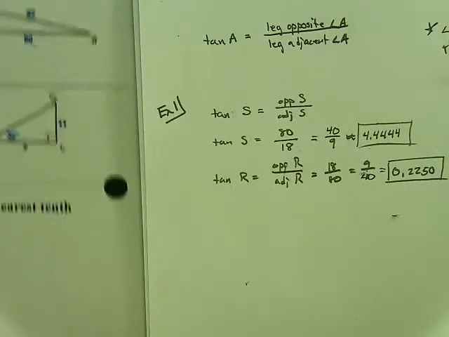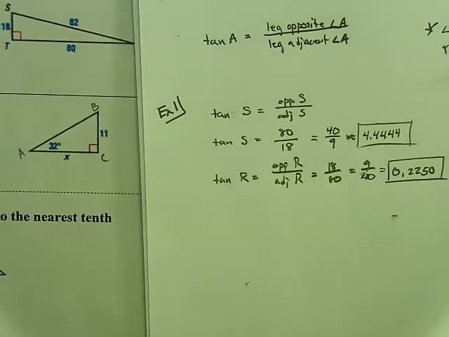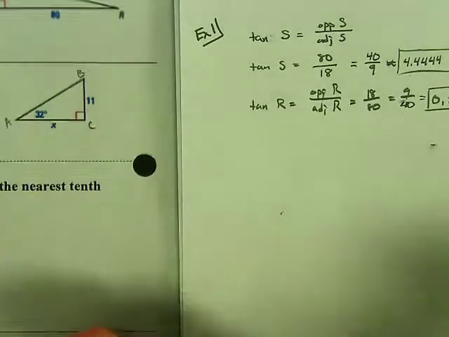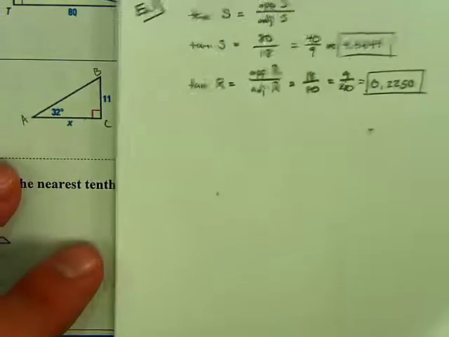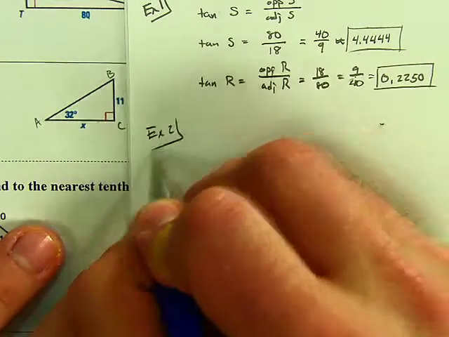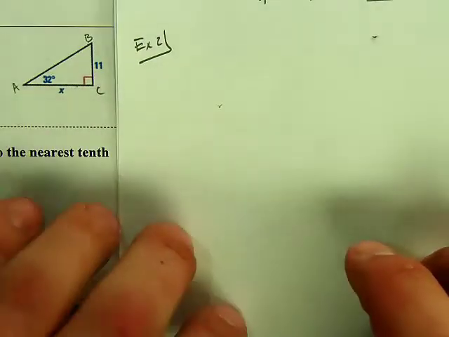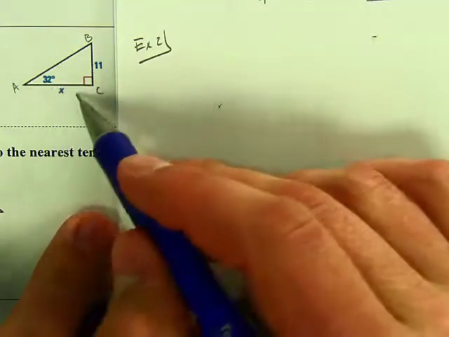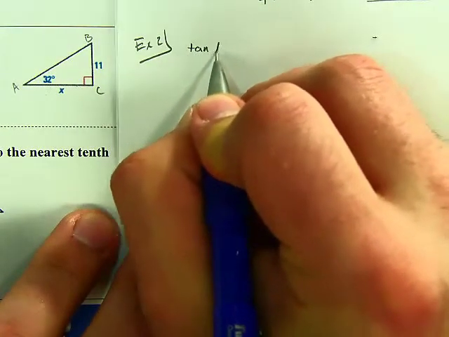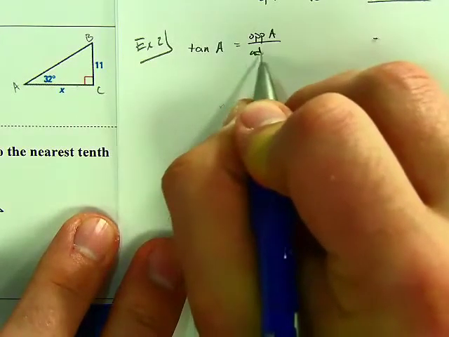Okay. Example 2, find the value of x. So example 2 we have right here. We want to find that x value using our tangent function. So we'll set this up. Find the value of x, and we are given an angle, so let's go ahead and use that angle. So I'm using tangent of A, in this case, equaling opposite of A over adjacent.